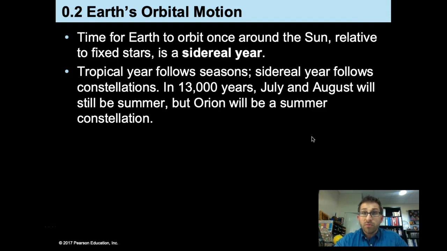So, once again, the time for Earth to orbit around the Sun relative to these fixed stars is called a sidereal year. All right, so the sidereal year is kind of like the sidereal days combined together. And then the tropical year has also to do with this precession cycle. Tropical year following the seasons, whereas the sidereal year is following those constellations. In 13,000 years, July and August will actually be opposite of each other.